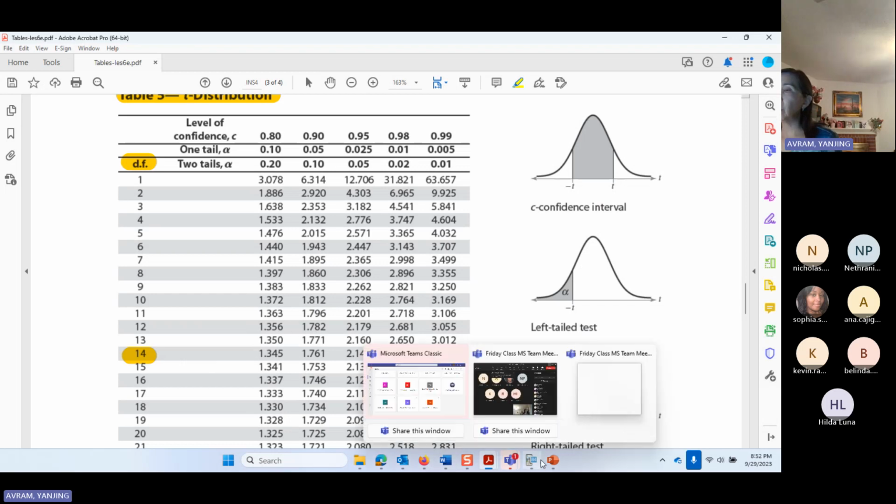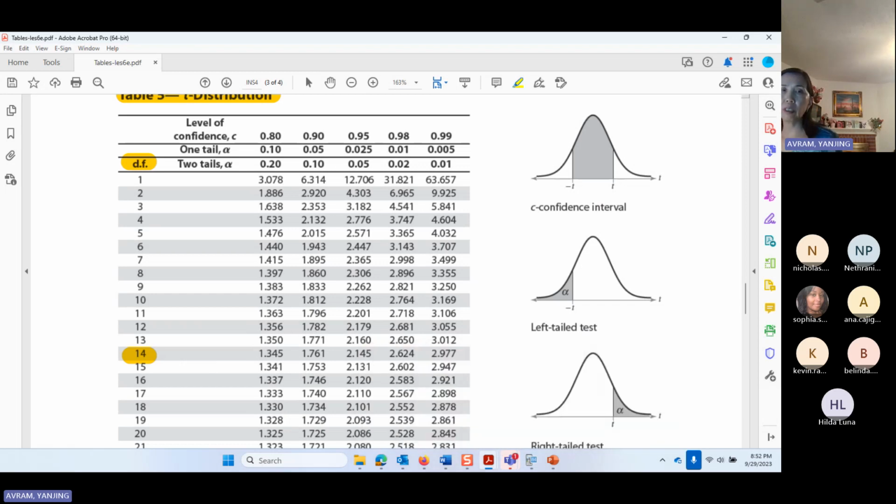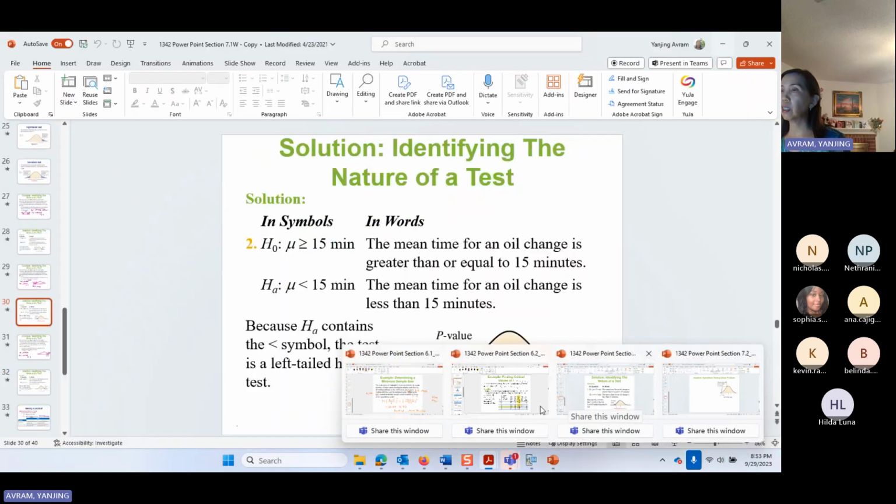My confidence level, what is my confidence level? It's 95%. So look at this level of confidence. C is 95%, so I have this corresponding to this one. This will be 2.145. All right, so that is the T distribution with 95%.